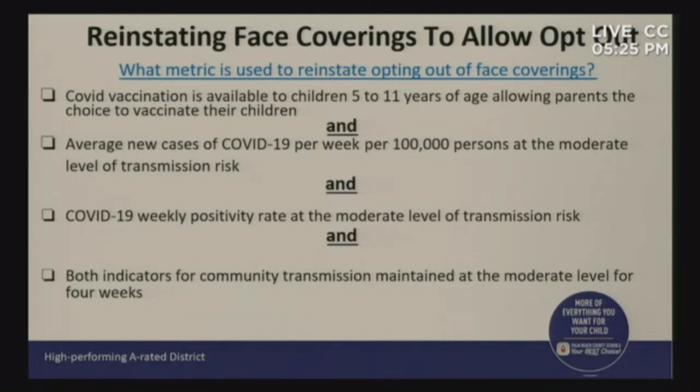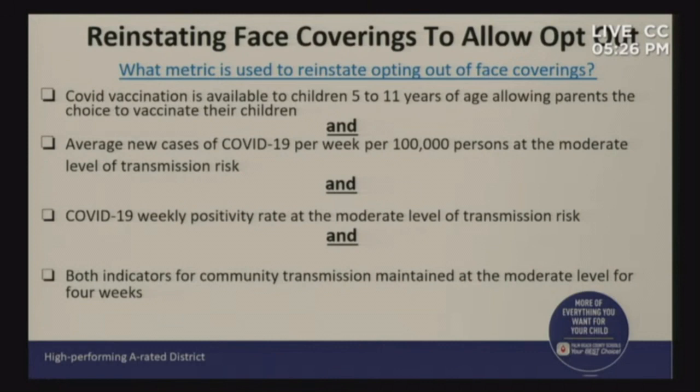There's a lot of discussion around the vaccination and particularly the parents of children ages 5 to 11 not having the opportunity to have their children vaccinated. So the COVID vaccination for children ages 5 to 11 years of age and allowing those parents that choice to vaccinate their children would be the first item to going back to opt-out, and more update on that again in just a few minutes with Dr. Andrick.